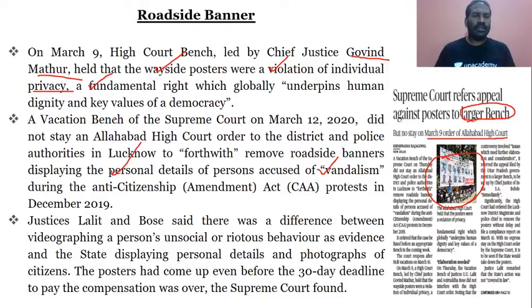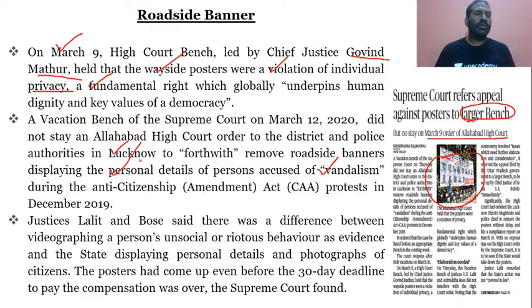So this has made sure that the March 9th High Court, that is the Allahabad High Court, has given a judgment which said that whatever the Lucknow administration has gone ahead with is wrong. It has said that this is absolutely in violation of individual privacy and fundamental rights.